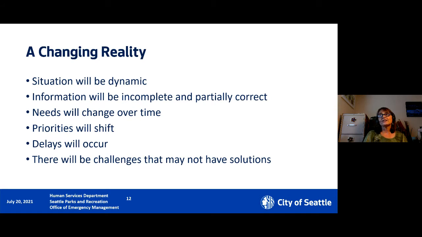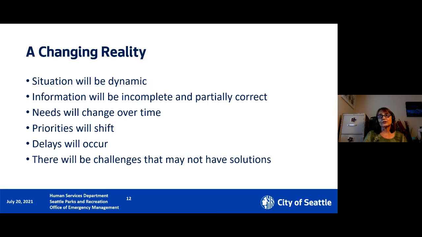Another challenge is that the reality is a changing reality. The situation will be dynamic. Our information will be incomplete and partially correct. Needs will change over time. Priorities will shift. So what we are working on now may not be as relevant another week or two in the future, and vice versa.